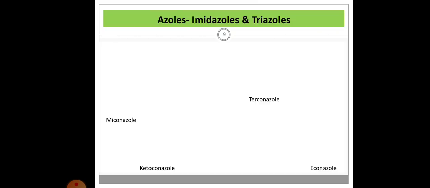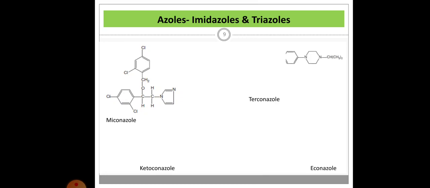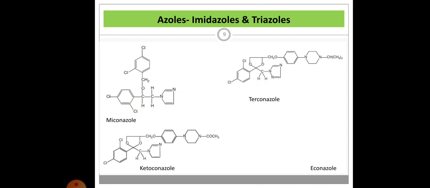The next class is azoles. Based on the imidazole and triazole nucleus present in these drugs, they are further subdivided. Examples include miconazole, terconazole, ketoconazole, isoconazole. Here is the structure of miconazole. This is the structure for terconazole. This is the structure for ketoconazole. And this is the structure for isoconazole.